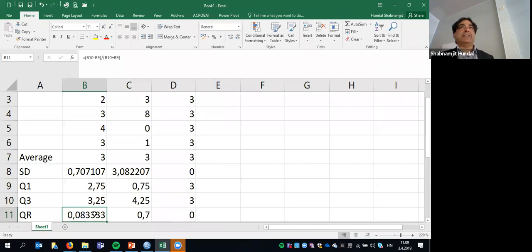0.08 means 8%. It means that the person in the upper middle class category and the person in the lower middle class category, their gap in terms of wealth is 8%.